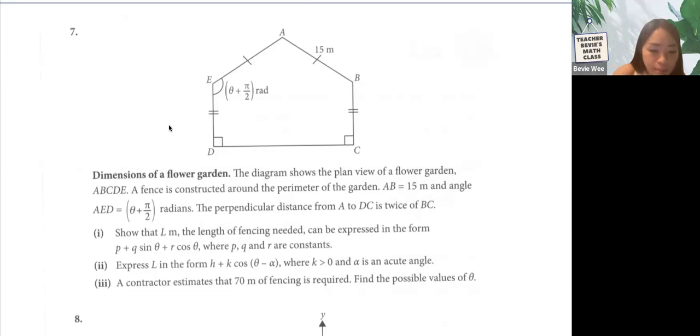Can we look at this statement here? Where is it? The perpendicular distance from A to DC is twice of BC. What does this mean? A to DC, perpendicular distance, it's here. Correct? It's twice of BC.